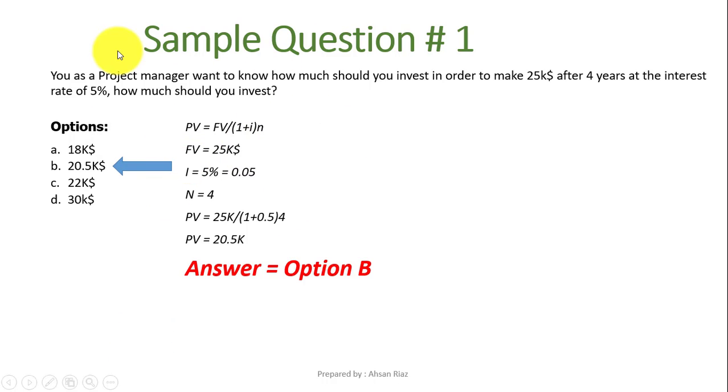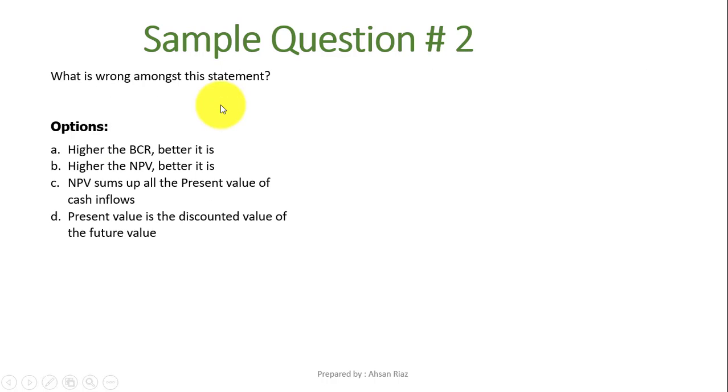So in the question, they didn't ask you the present value. They gave you the scenario that you want to make $25,000 after 4 years. How much should you invest? So with this, we know that we have to calculate the present value. Let's see the next question.